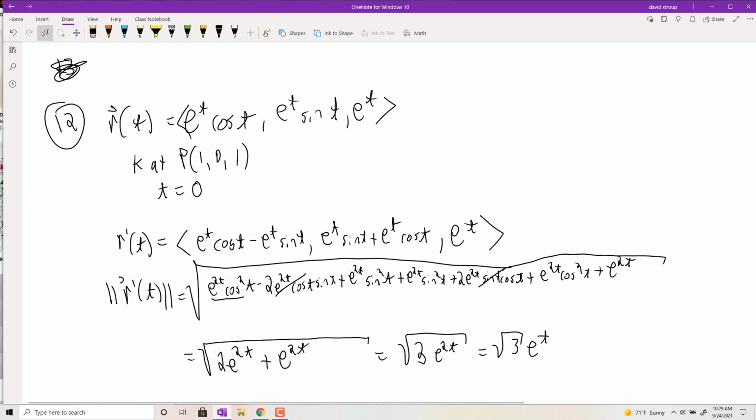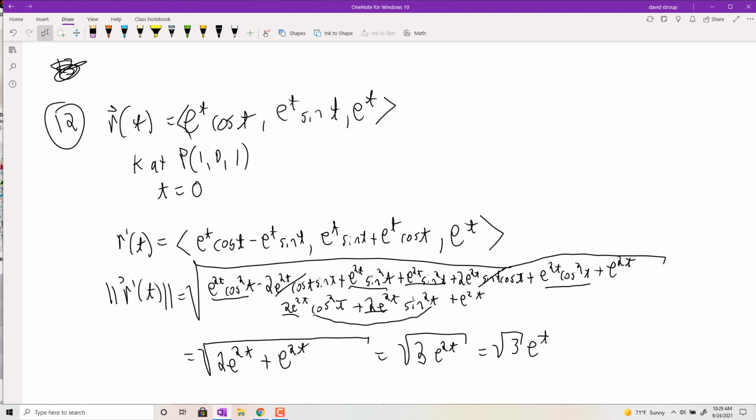Okay, so there's 1, 2 of those. So you'd have 2e to the 2t cosine squared t. There's 1, 2 of those plus 2e to the 2t sine squared t. And then there's just a plus e to the 2t. And so I factored these out, and the sine squared plus cosine squared is 1. And then plus e to the 2t, so 3, okay, that seems right.